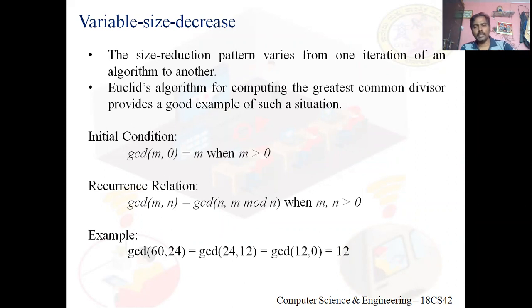When one of the two arguments is 0, we look at the initial condition. What does it say? GCD is m. So among these two arguments, 12 and 0, 12 is non-zero. So GCD is 12. You can use the skills taught in school to compute GCD and check: GCD of 60 and 24, 24 and 12, 12 and 0 is always 12. Stage by stage, 60 and 24 got reduced to 24 and 12, then 24 and 12 got reduced to 12 and 0. So there is a variable size decrease.